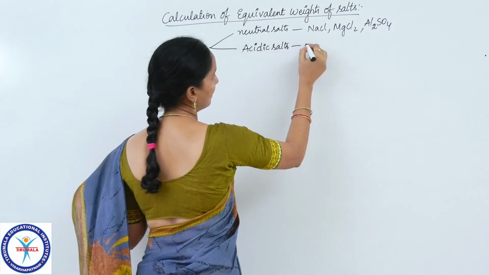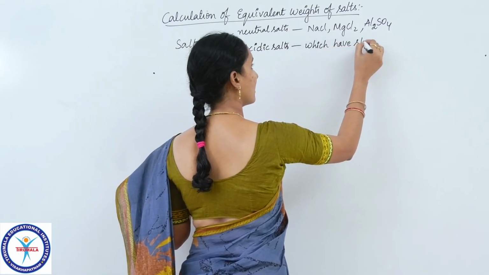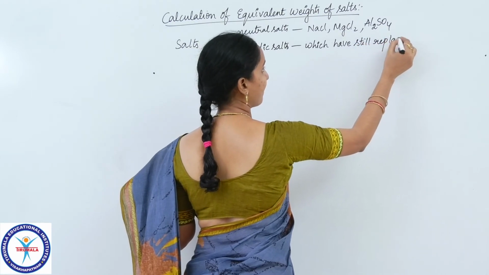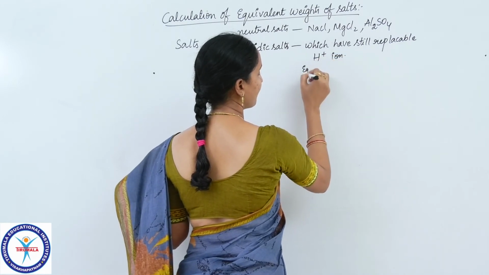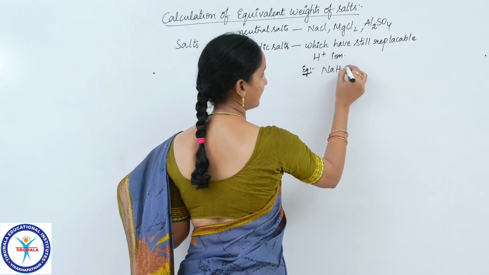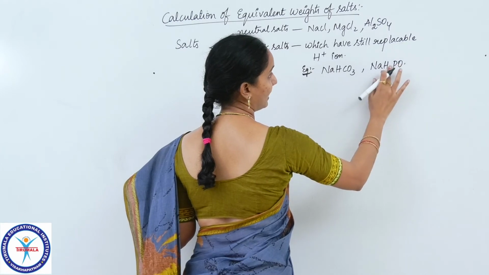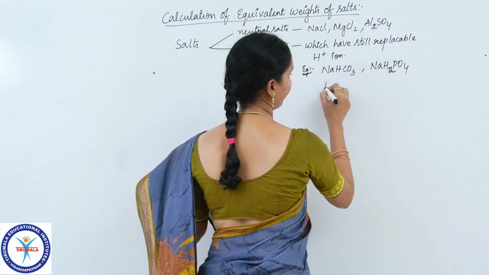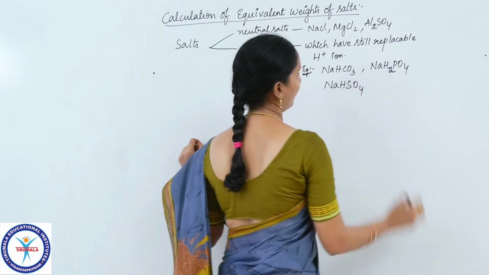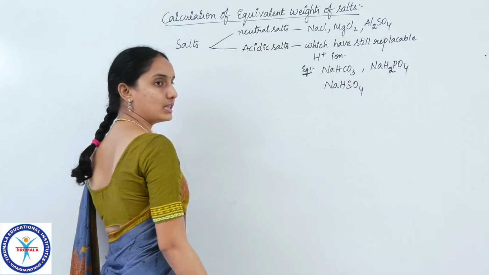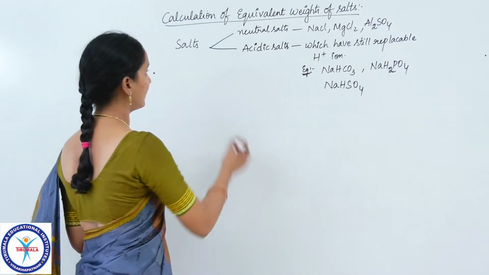And some acidic salts are those which have replaceable H plus ions. Like examples, if you take NaHCO3, NaH2PO4, NaHSO4. In that manner, if that salt is containing any replaceable hydrogen ions, then it is called acidic salt.